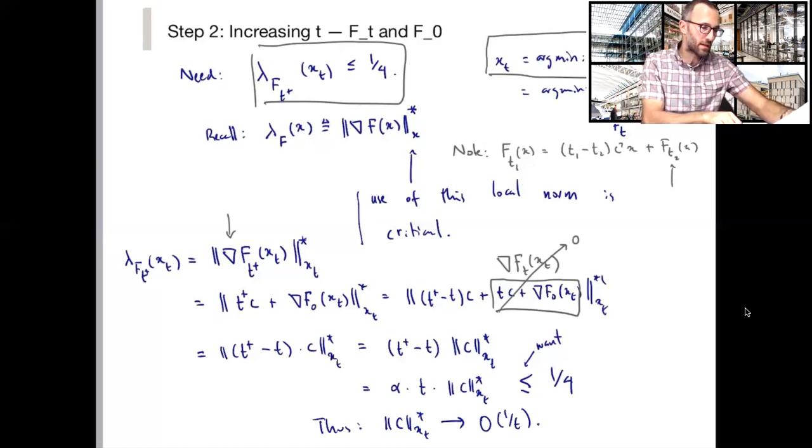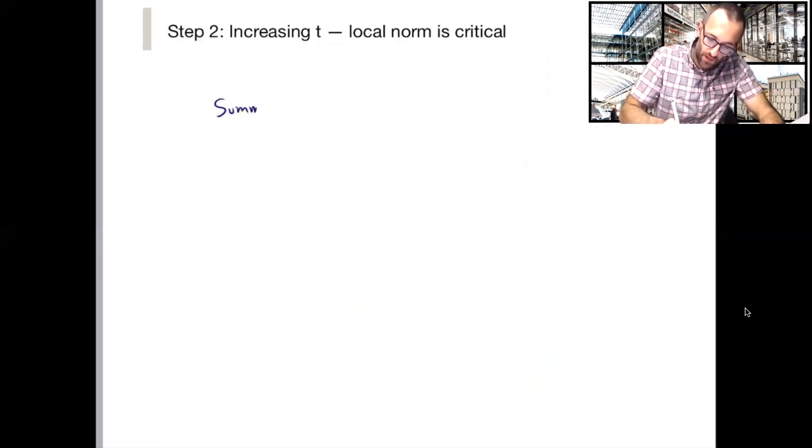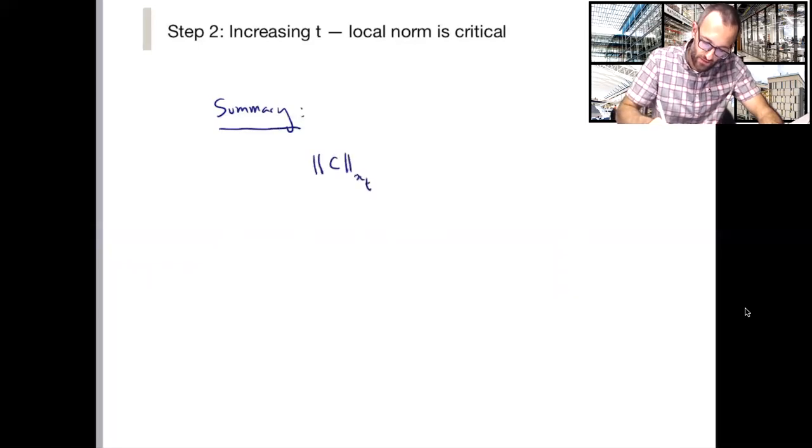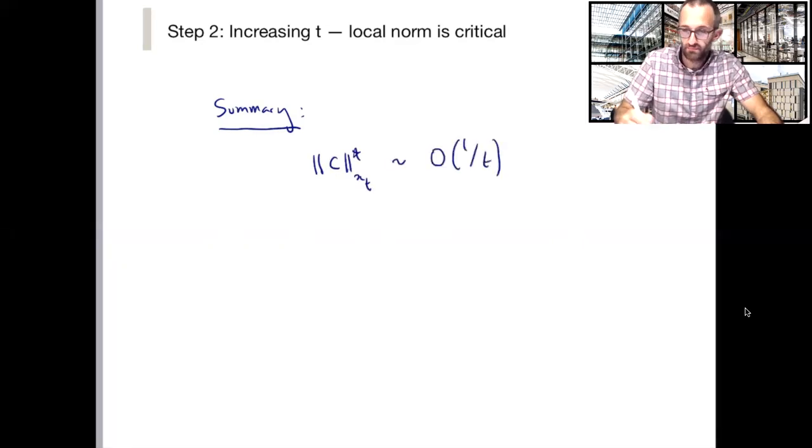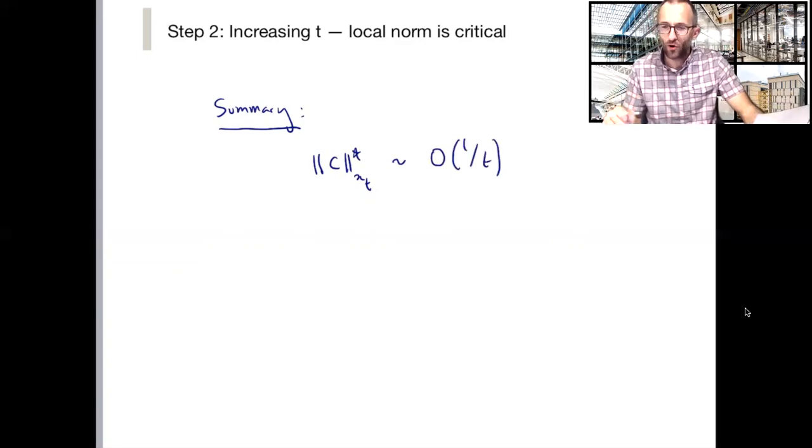So let me put the summary here. The summary is that we need this to be something like 1 over t. And the constants are constants. I mean, the 1/4, all of these things, remember, even the definition of self-concordance had that 2 in it. So those constants are just to make the analysis come out clean. The main quantitative requirement that we have is this.